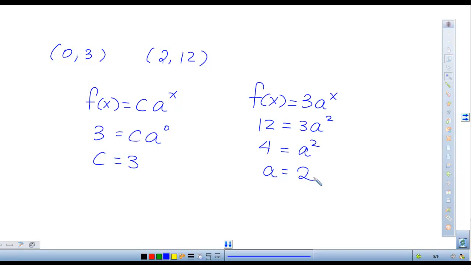2. Okay. So our model looks like f of x equals 3 times 2 to the x. Questions about that? Yes. Because the x is just on the base, and this is our coefficient.